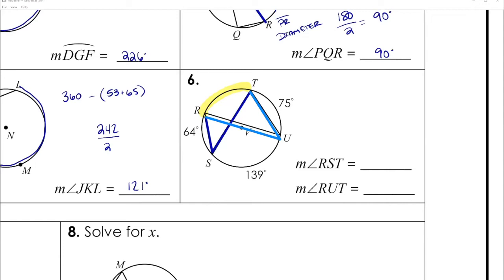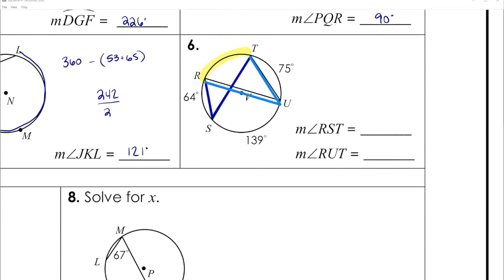Well, before we even get going, we've got to find out what RT is. And just like before, they kind of told us what the other things were around it, and we're going to have to do a little bit of work on our own. So we know the full circle is 360 degrees, and we're going to subtract the other three arcs that we know. So 64, 75, and 139. Okay, we're going to go ahead and subtract those. So the measure of arc RT is 82.